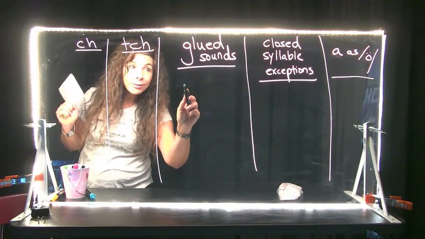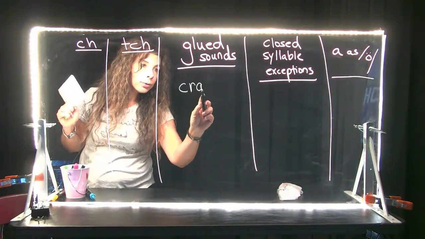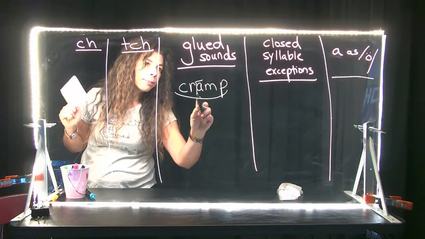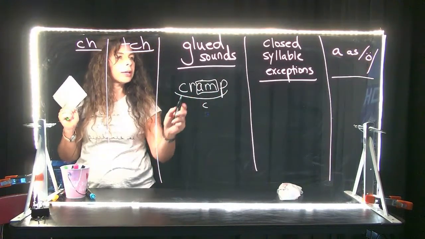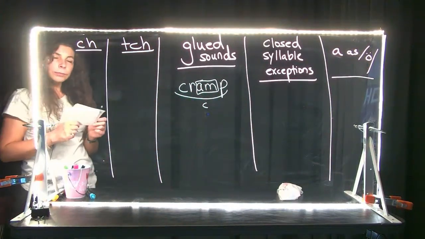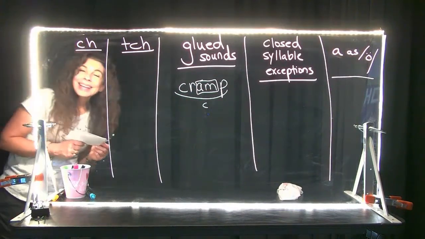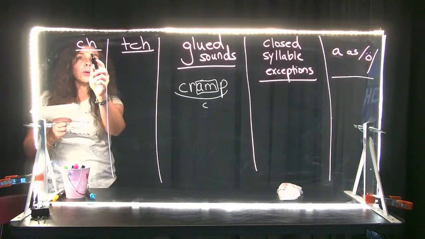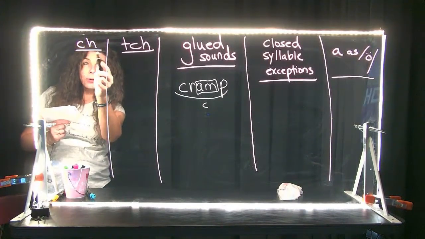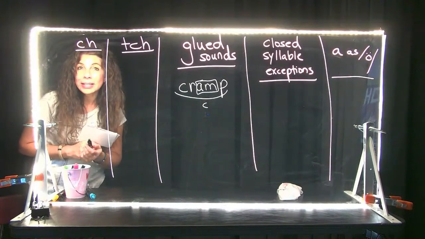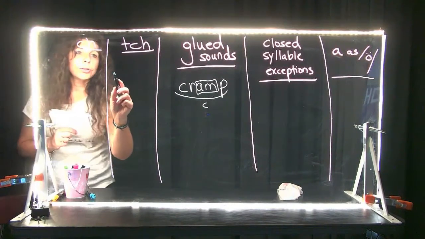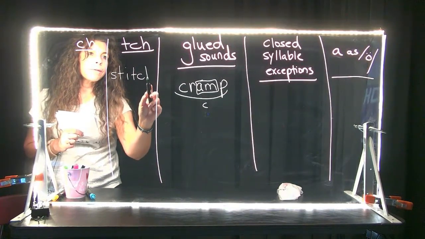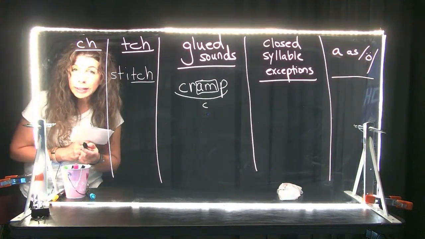Cramp actually fits in right here. It is a closed syllable with a glued sound, AM, in a CR blend. Cramp. What about the word stitch? If you have to stitch a piece of clothing, what are you going to choose? The digraph or the trigraph? Stitch. You should have said right here, this trigraph. Because I hear a short vowel sound, I know I need to use the trigraph.